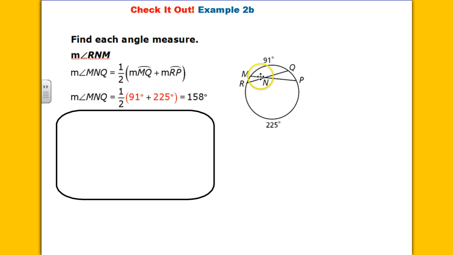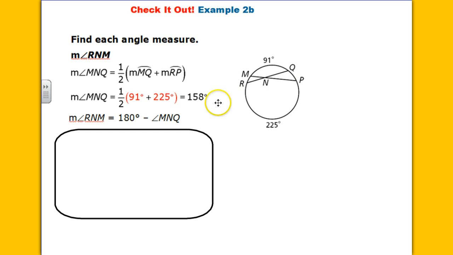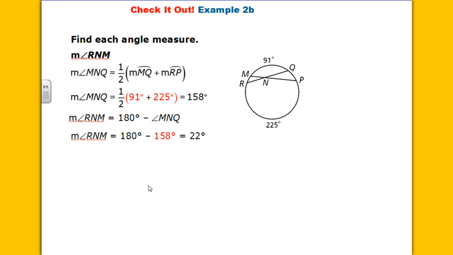So we know that this is 158, MNQ. So to find RNM, we see that these two angles form a linear pair, right? So 158 plus our missing angle equals 180, or we just subtract the known angle from 180, and that gives us 22 degrees. So RNM is a 22-degree angle, as is QNP.